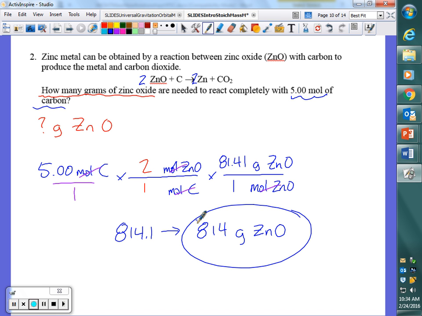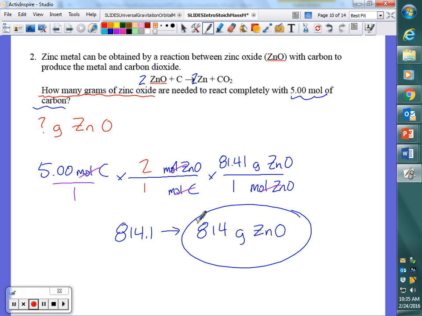Alright, so to wrap this up, first we did the mole ratio because we got to get rid of moles of carbon and we went to moles of zinc oxide. Keep in mind in this last conversion factor, even though there is a 2 coefficient in front of the zinc oxide in the equation, that doesn't show up when we're using the molar mass. The molar mass is based on 1 mole of something.